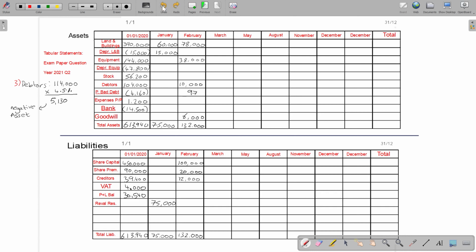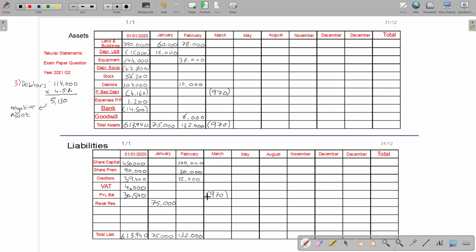Sorry, it's in the wrong place. It's for March. So there's an increase of 970. Because it's a negative asset, the increase is going to have a negative effect on my assets. So that's why I have to put it in brackets. So you get less 970. And what will that affect? We know that we have to have liabilities of 970 as well. But where is that going? Well, it's going to go into the profit and loss.